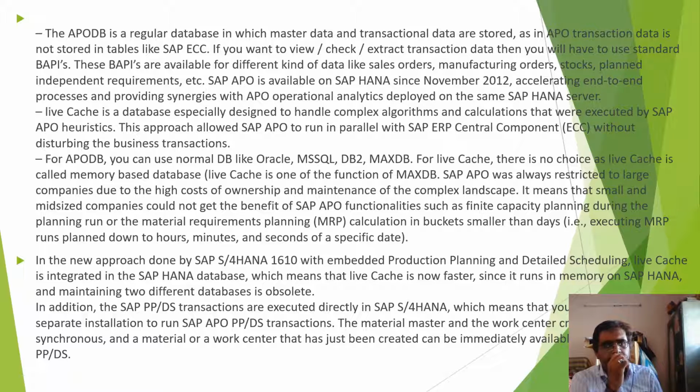For the SAP APO DB, you can use a normal database like Oracle, MS SQL, DB2, or MaxDB. For LiveCache, there is no choice, as LiveCache is a memory-based database. LiveCache is one of the functions of MaxDB.